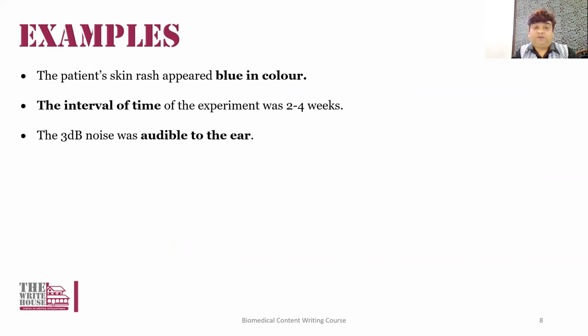Then comes the interval of time of the experiment was 2 to 4 weeks. You can easily write it as the time of experiment was 2 to 4 weeks. So there is no point of writing the interval of time. Then comes the 3 decibel noise was audible to the ear. Of course, if something is audible, that is audible to your ear only, because that is the only organ that helps you in listening to something. So simply write the 3 decibel noise was audible.